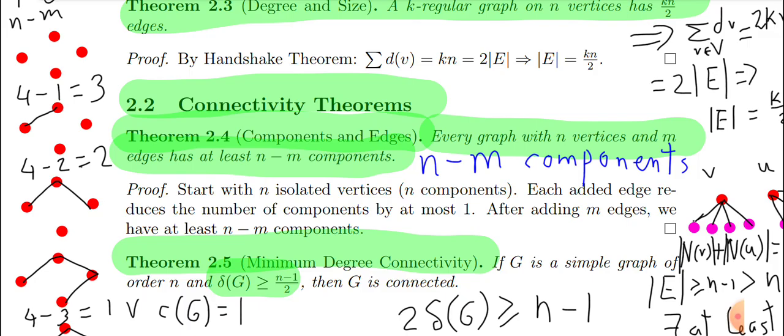Therefore, after k edges, the maximum reduction in components is k. Starting with n, you must be left with at least n minus k components. This is a powerful minimum bound, often used to check connectivity efficiency.